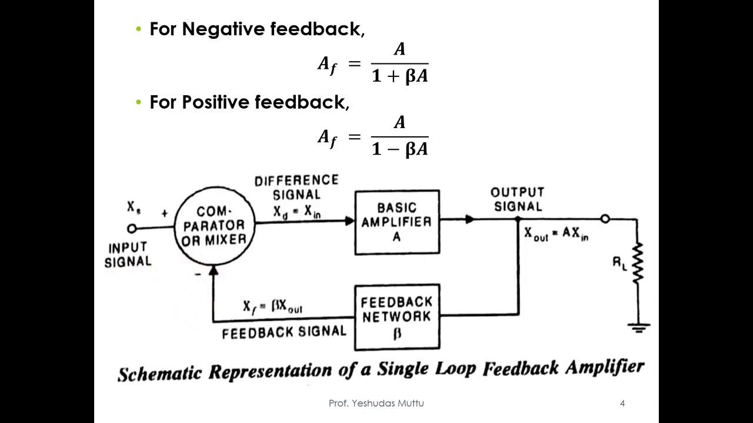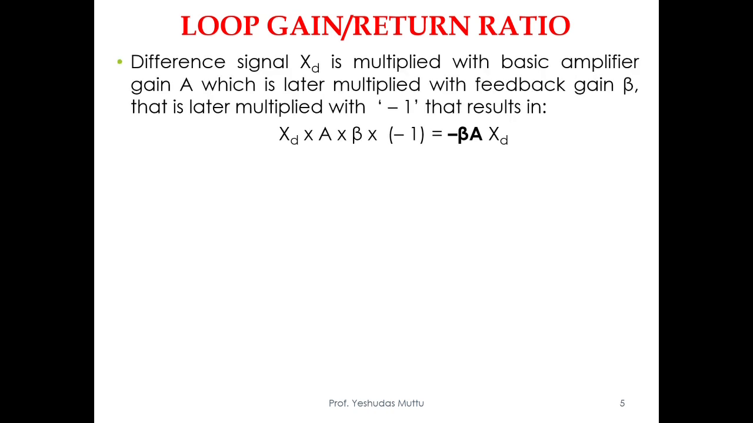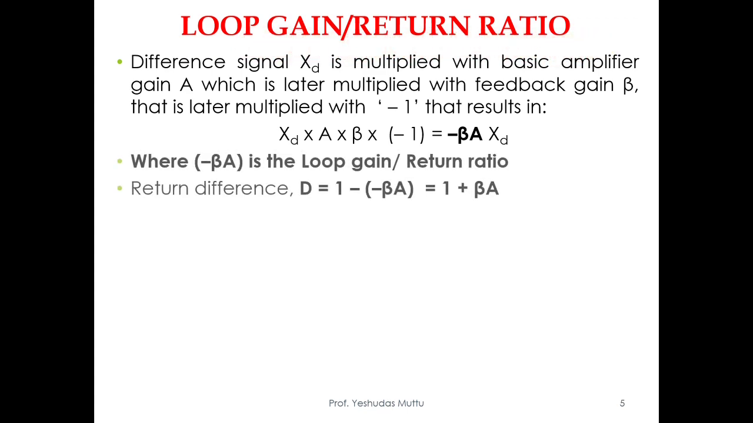Now why have I told you all these things? The reason is that we are going to study a new parameter, that is loop gain or return ratio. This is what I have explained to you all. So you have xd or xn multiplied by A multiplied by beta multiplied by minus 1, which gives you minus beta A xd or xn. And this minus beta A is named loop gain or return ratio. Fine. I hope this is clear to you all.